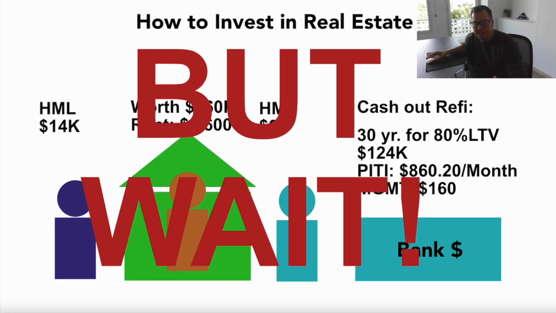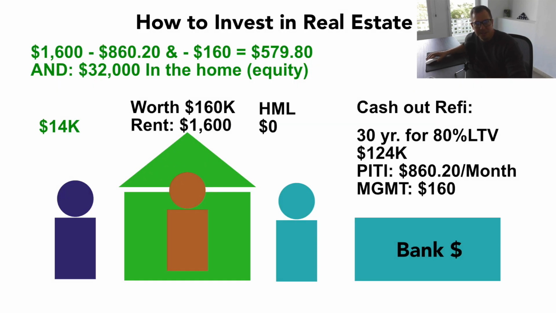But wait a minute. There's more to this story. All right. It's just getting juicy. You have $1,600 in rent. You're paying the bank for your mortgage, your taxes, your insurance, $860.20 each month, and you're paying a property management company because you don't want to do any of the tenant management or anything like that. You're paying them $160 a month. You are cash flowing $579.80 each month on this property, right? So with a mortgage, you are making almost $580 a month.